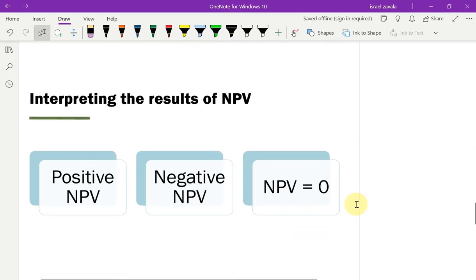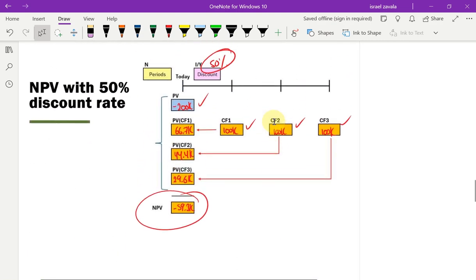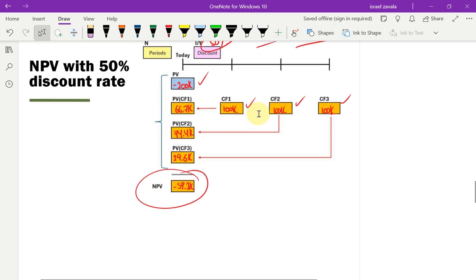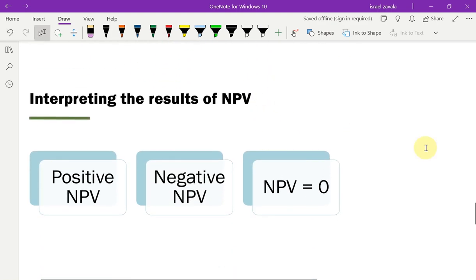Okay, all right, so we're going to interpret the results here. Of course, this is all based on the discount rate. Let me just take a step back. Let's say we made this 25%. It could be possible that it's still negative. But if we made it 12.5%, then this project might be a net present value positive project. So NPV is very much dependent on the discount rate that we give it to try to figure out, hey, is this a project that we should take on? Okay? All right, so what does this mean? Interpreting the results of NPV.